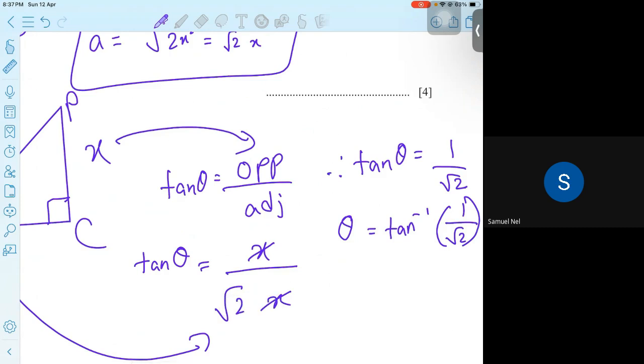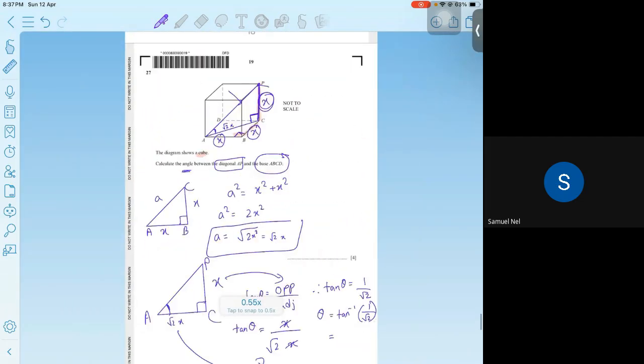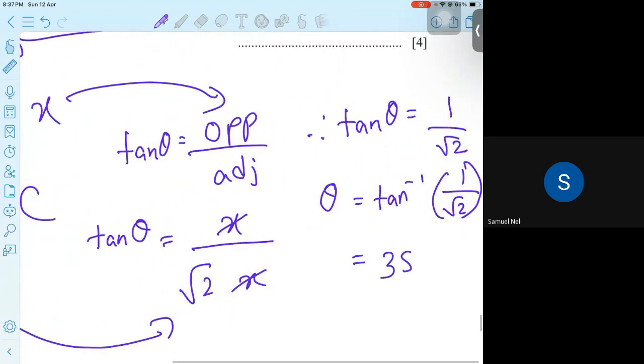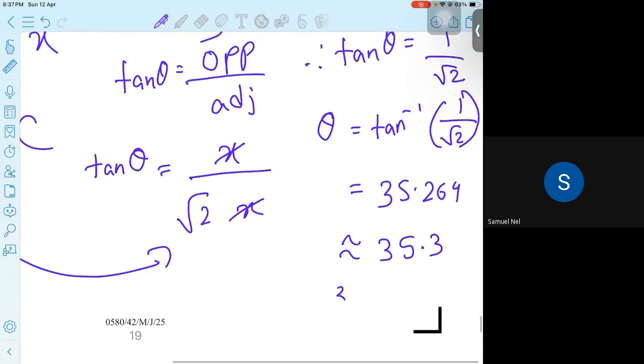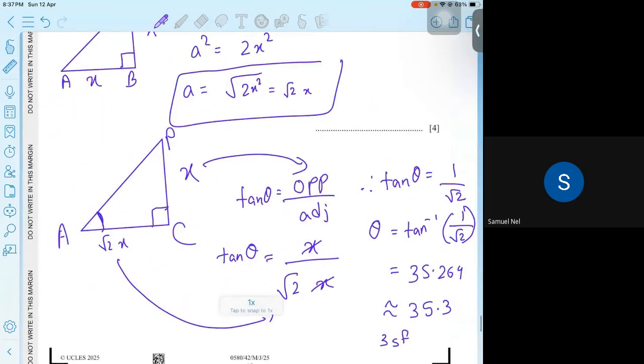Do you all get this? If you plug this in the calculator, and I feel like you have to do this in degrees, the answer you get is 35.264, which is approximately 35.3, because I have to write this in 3 significant figures, right? Are you all cool with this?